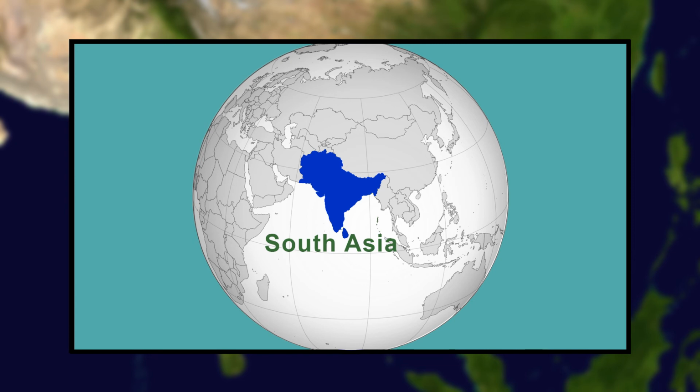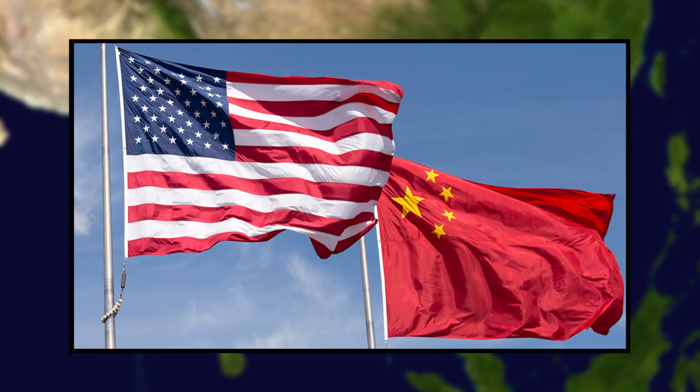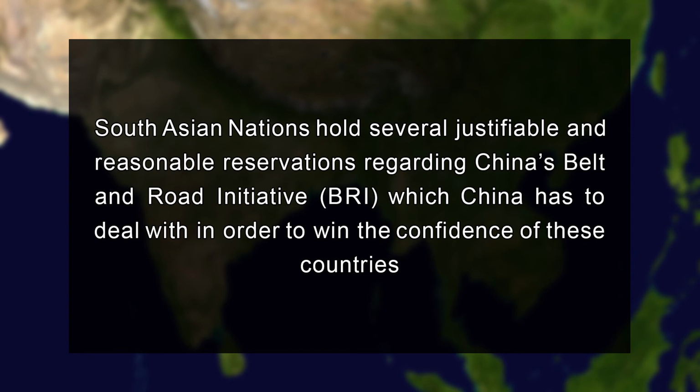But unlike in the Cold War era, these South Asian nations are not clearly aligned either with China or with the United States of America. Rather, they are following the policy of dual-phase diplomacy through which they want to draw maximum economic and military benefits from both the rival powers. The South Asian nations hold several justifiable and reasonable reservations regarding China's Belt and Road Initiative, which China has to deal with in order to win the confidence of these countries.